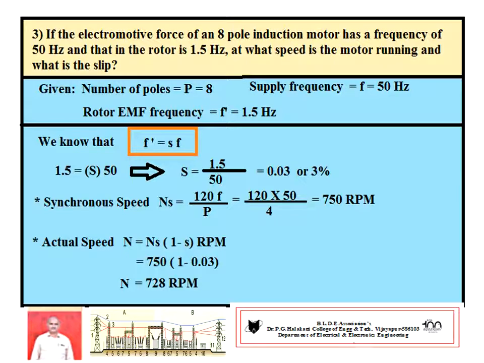After knowing the synchronous speed, go for actual speed. Actual speed of motor N equal to Ns into 1 minus S, sir. Ns is 750 rpm. Fractional value of slip is 0.03. So N we are getting nearly 720 rpm. All these problems are important. You understand. After that you take the problem, go on solving.